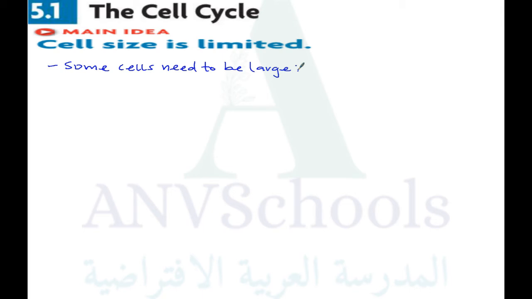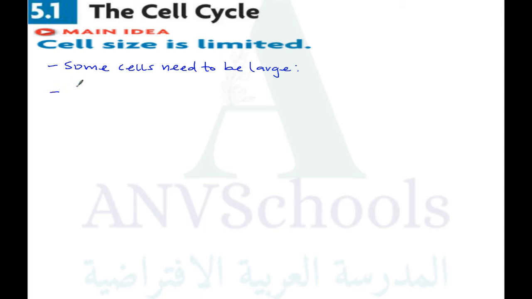But it's not shaped like a cube or a sphere. Instead, it is extremely long and thin. So this structure gives the neuron a large surface area with a relatively small increase in volume.